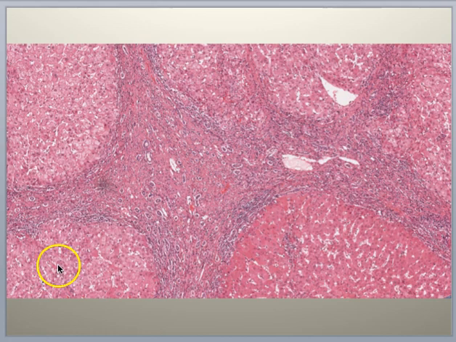So this is a higher power view, and I want to point out a couple things here. Number one, again, notice the nodules and the separation by these broad fibrous bands. Also note in the center here is an area of ductular reaction, which we commonly see in cirrhosis.